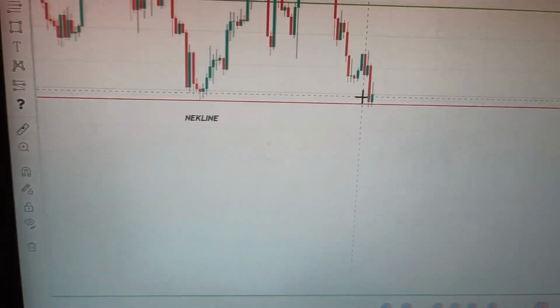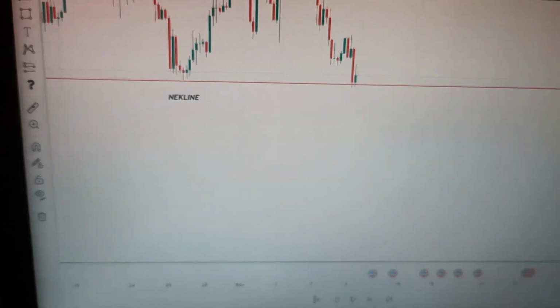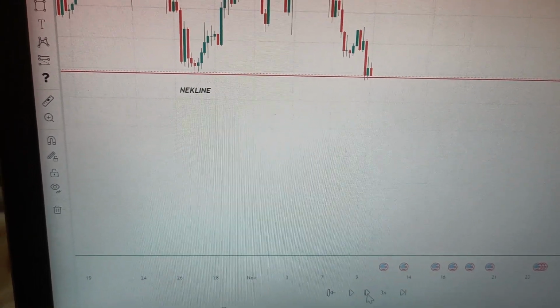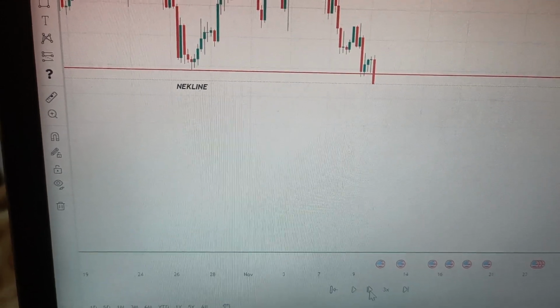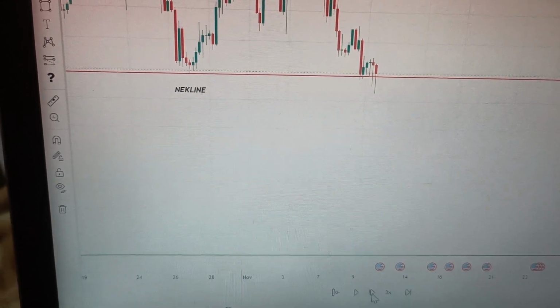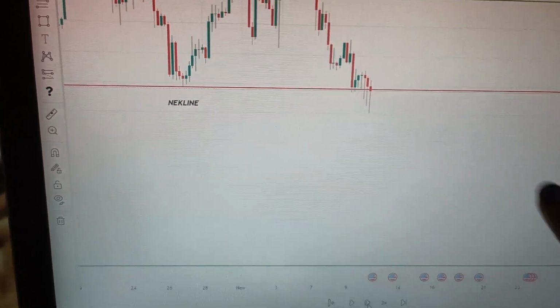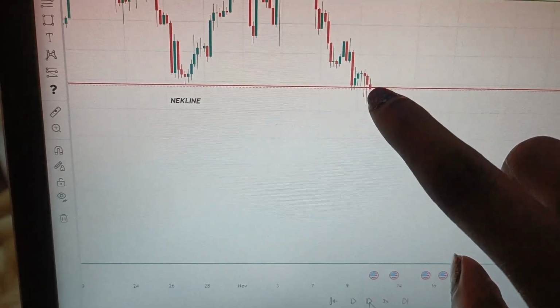So we can even zoom. We want to see, will that neckline get broken? So let's see if the neckline will get broken. So try to tell me where you think the neckline will get broken. So you can see the neckline was broken by this doji.